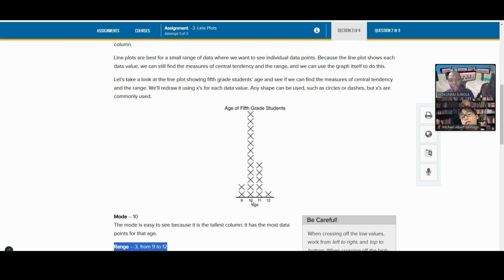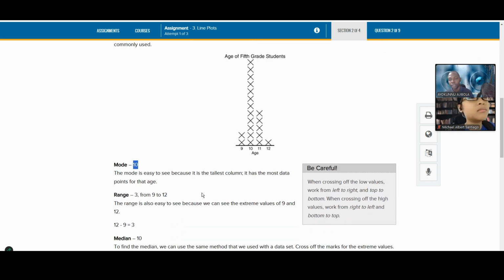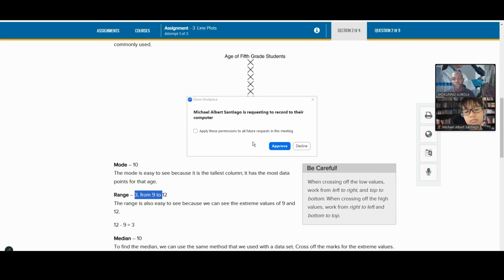Now, this age 10 happens to be the highest, most occurring value there. And that is 1, 2, 3, 4, 5, 6, 7, 8, 9, 10, 11, 12. So it appears 12 times, and that is the mode. 10 is the mode because it occurred the most. Range is 3 because it's 12 minus 9, the biggest number minus the smallest number.